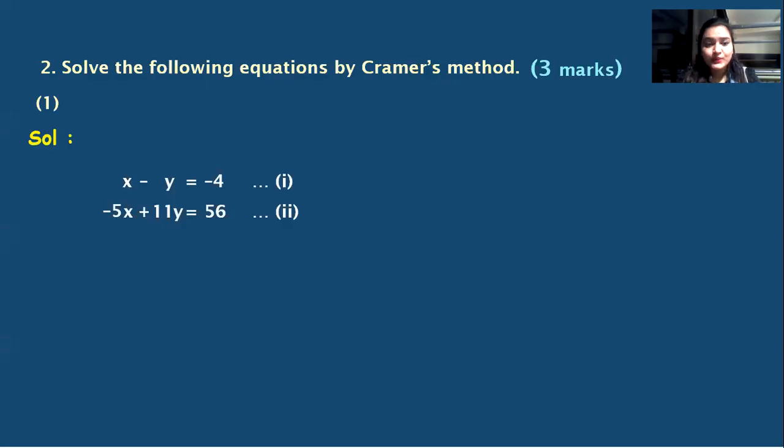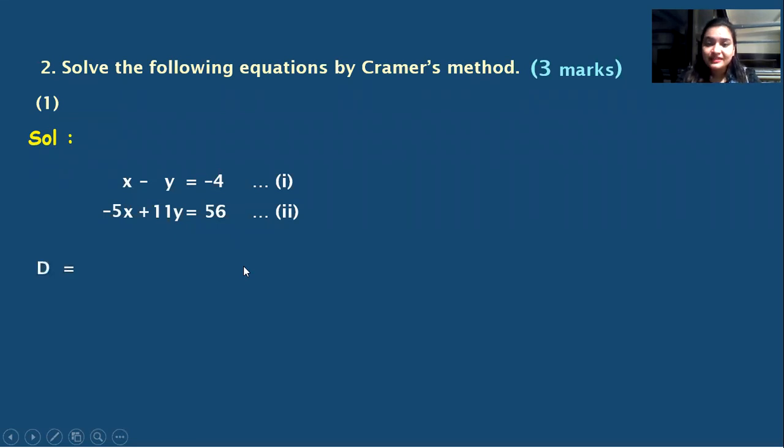Solve the following equation by Cramer's method. We are going to do a sum based on Cramer's rule. So guys, for Cramer's rule, first of all, is the equation in the standard form or not? Yes, it is in the standard form. Variables on the left hand side, constant on the right hand side.